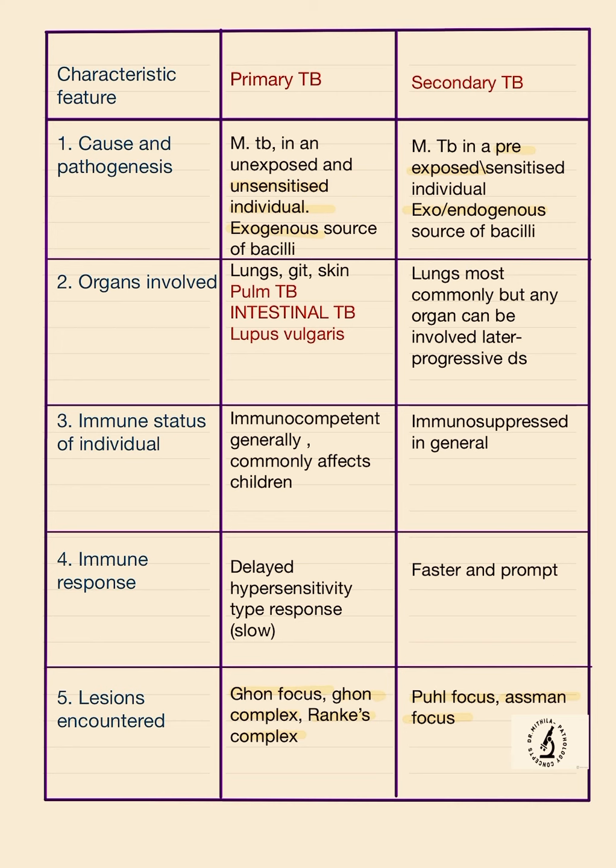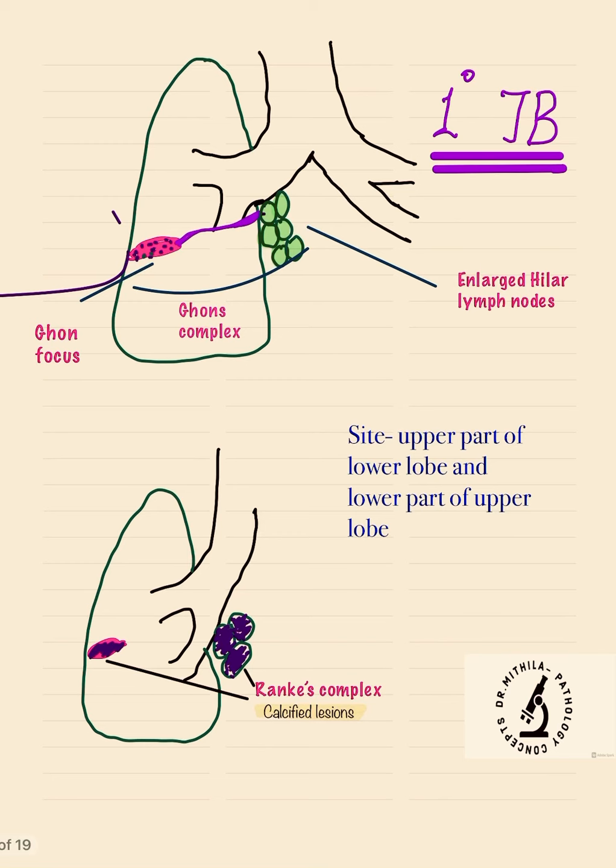And the lesions which are encountered, again this is very important from the multiple choice questions point of view, and also asked frequently in the viva. So what kind of lesions are seen in primary TB? One is the Ghon focus, then Ghon complex, and Ranke complex. While in secondary TB, the lesions are Puhl focus and Assmann focus. So what are these lesions? I shall describe briefly. Ghon focus is the primary lesion in primary TB.